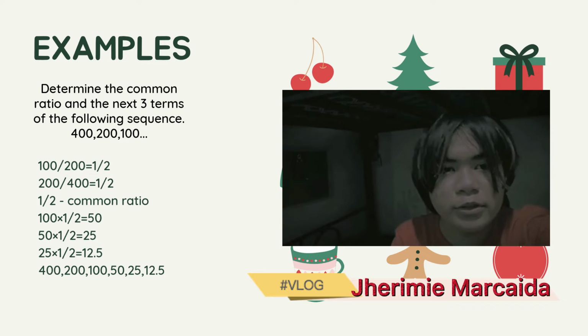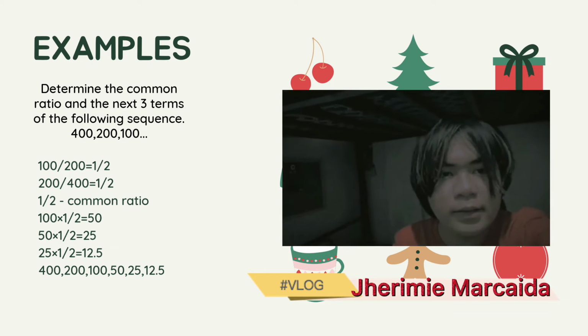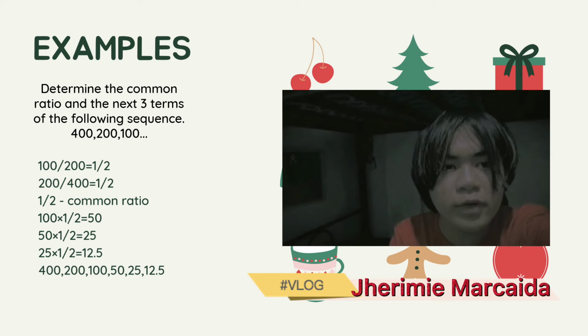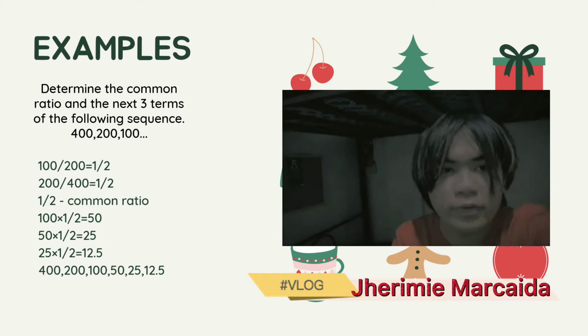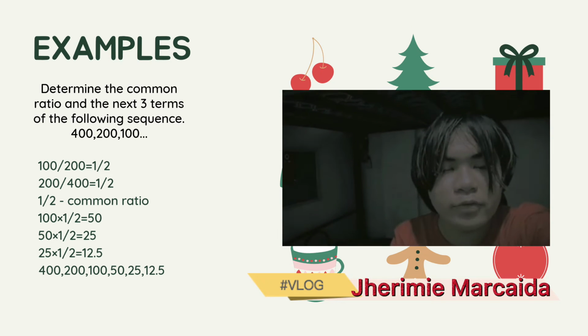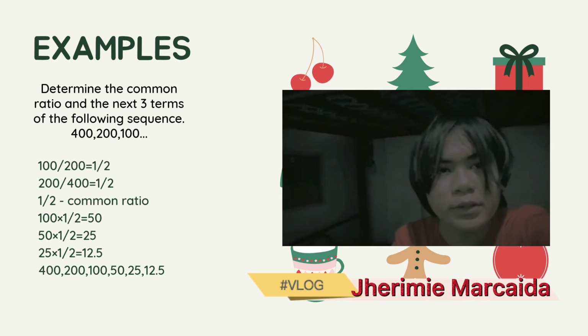The next thing we will do is to find the next three terms. Let's start with 100. 100 times 1/2, or should I say 100 times 1 divided by 2, is 50. Then 50 times 1 divided by 2 is 25. And the last, 25 times 1 divided by 2 is 12.5. The final sequence is 400, 200, 100, 50, 25, 12.5. And that's the first example of geometric sequence.